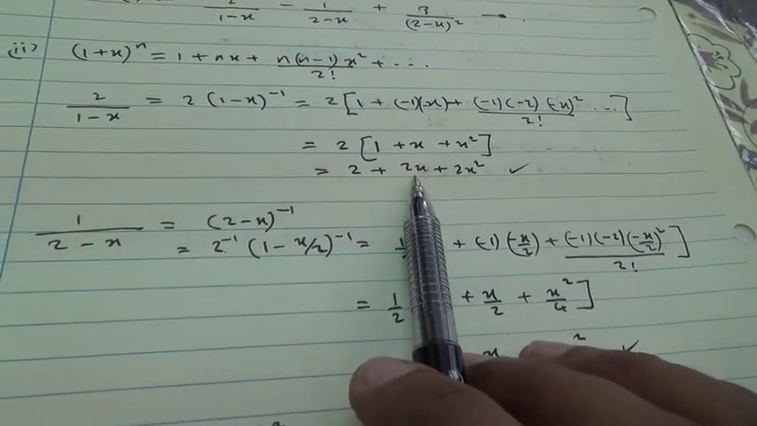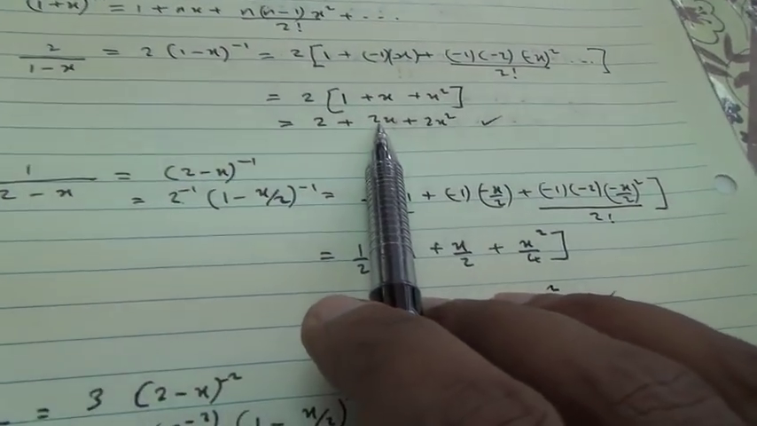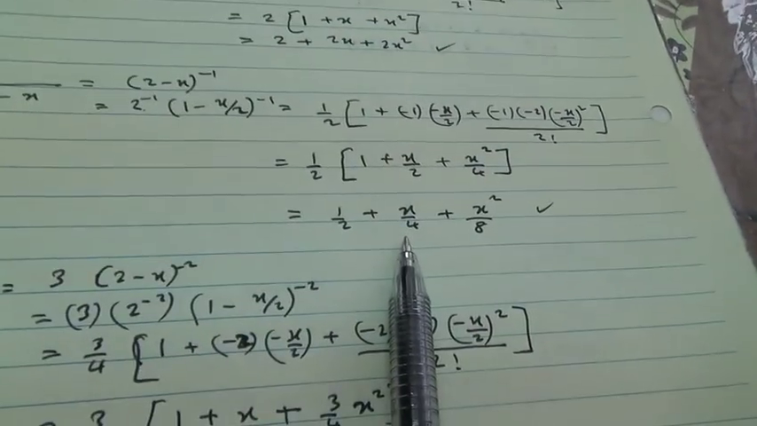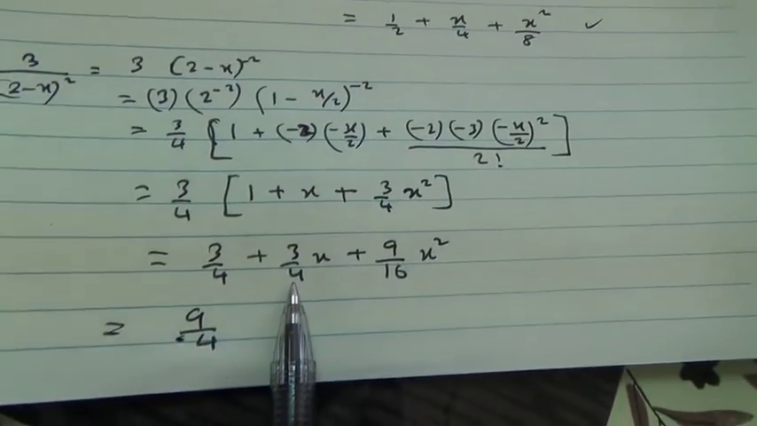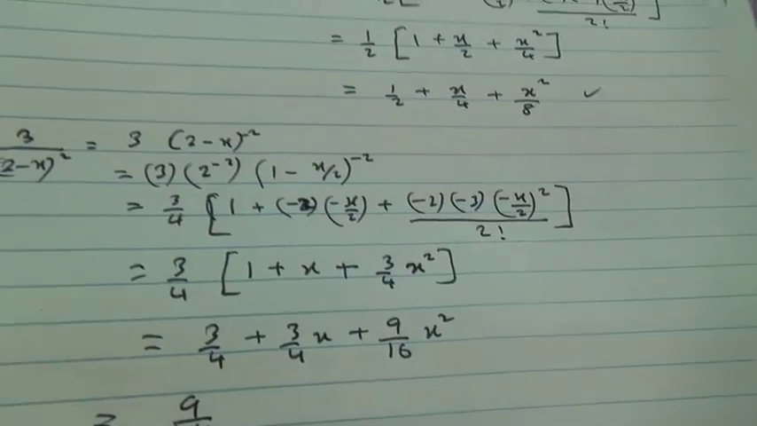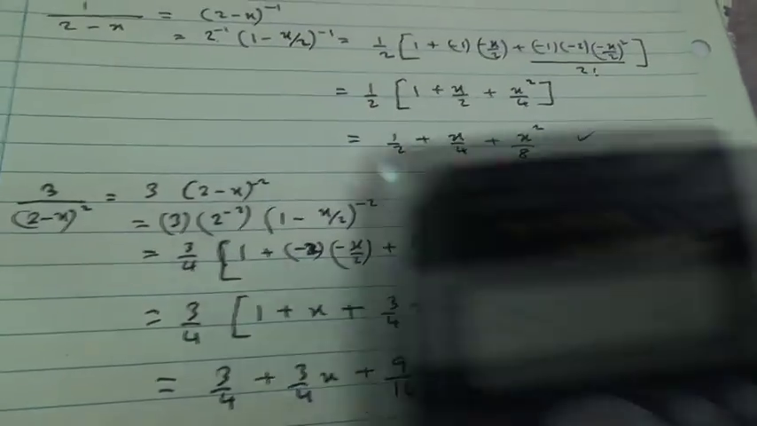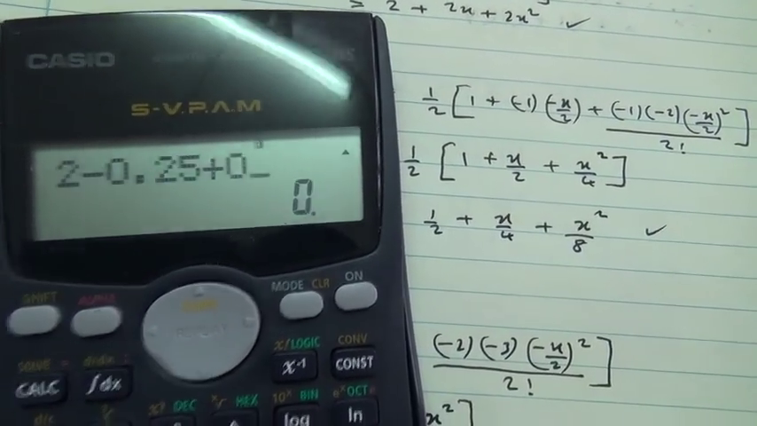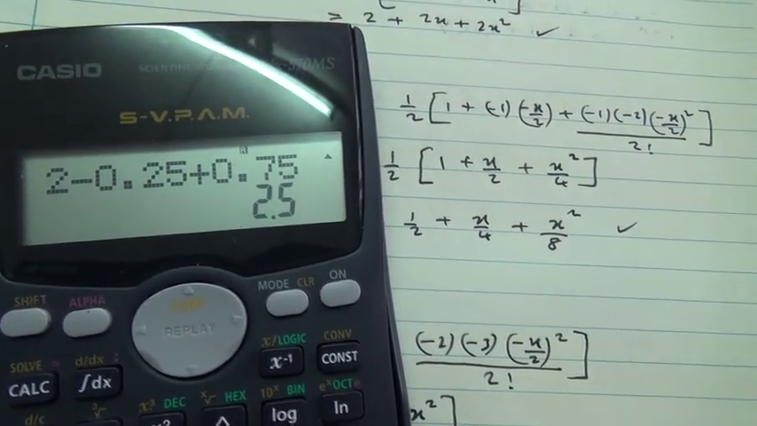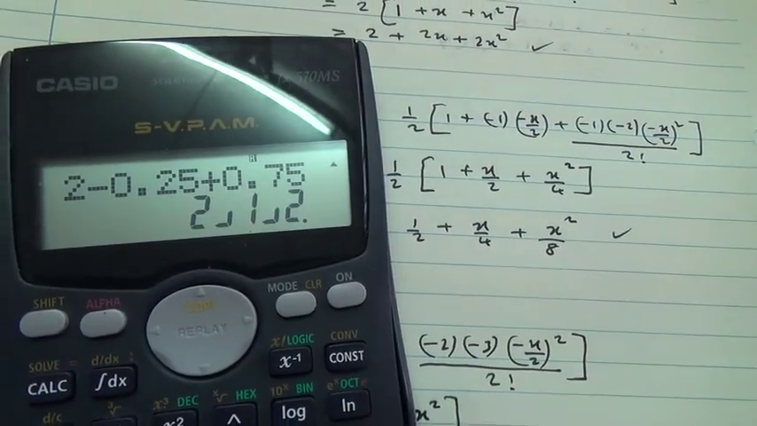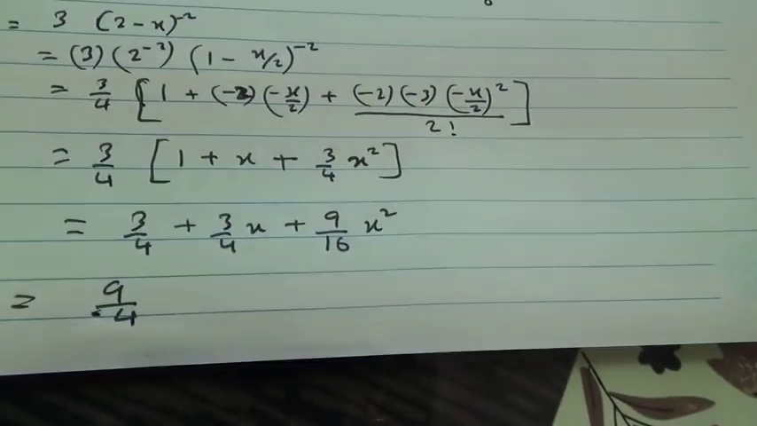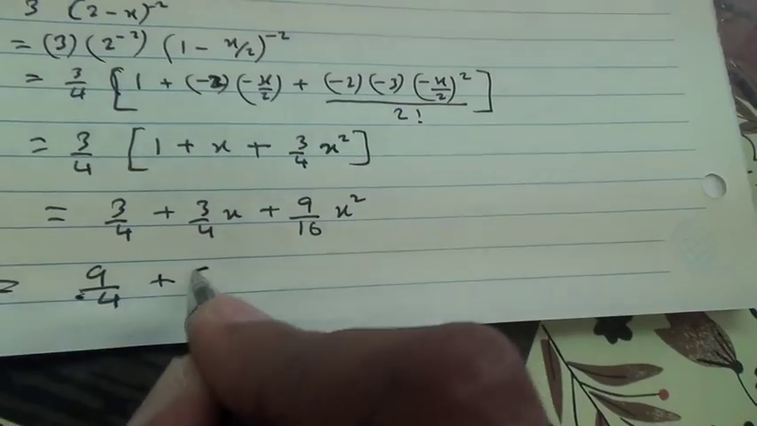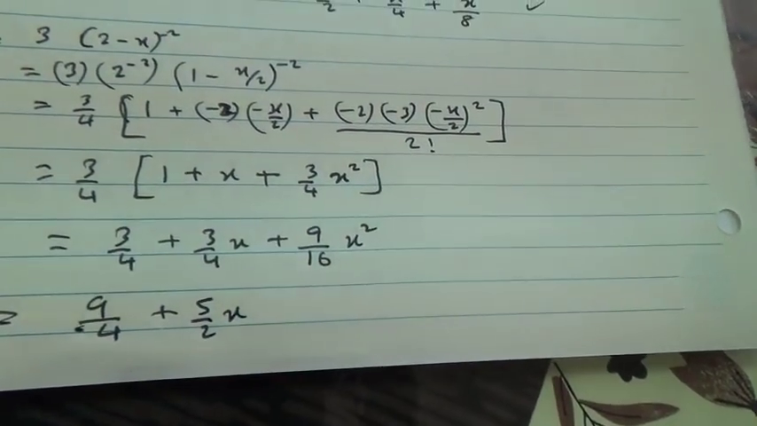Okay, then what do we have? We have here, this is 2x, minus 1/4 x plus 3/4 x. So 2 minus 1/4 plus 3/4, and this is 2.5, which is 5 over 2. So we're going to have plus 5 over 2 x.